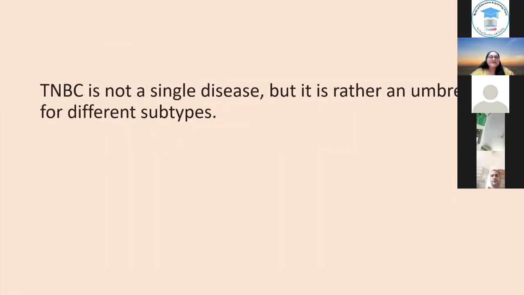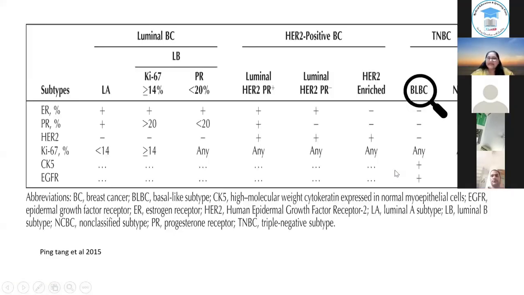Okay, TNBC is not a single disease. Rather, it is an umbrella term for different subtypes, different morphological types, and different histological types. Breast cancers as such, this is very important, so all of you need to pay attention here. Breast cancers are classified molecularly into luminal cancers and HER2 positive. In luminal, we have luminal A and luminal B. In HER2 positive, we have the category of cancers which are HER2 positive, and ER/PR could be plus or minus.